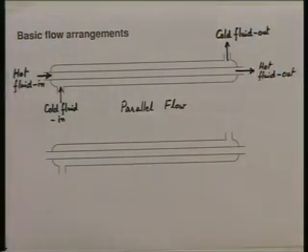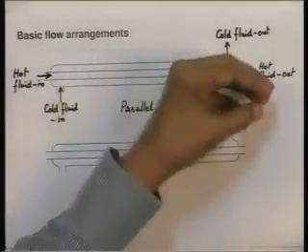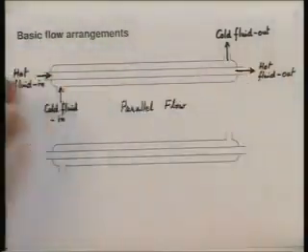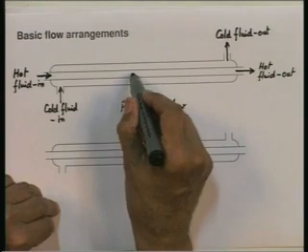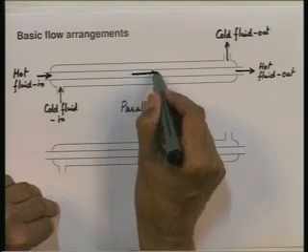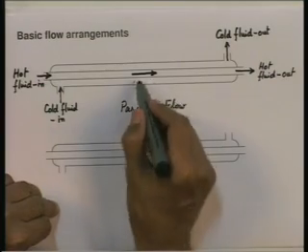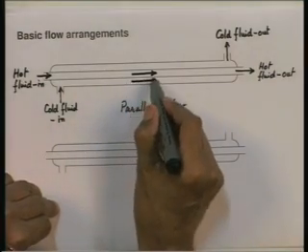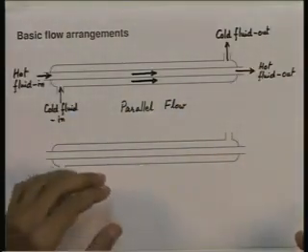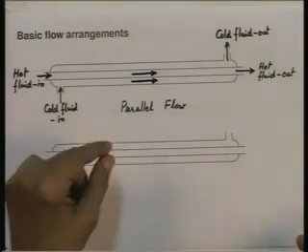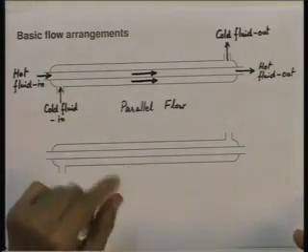All right. So, now notice the two fluids, the hot fluid and the cold fluid, are both flowing parallel to each other in the same direction along the length of the heat exchanger. The hot fluid is flowing through the inner tube like this, and the cold fluid is flowing through the annulus like this. Since they are both flowing in the same direction, we call it a parallel flow arrangement.